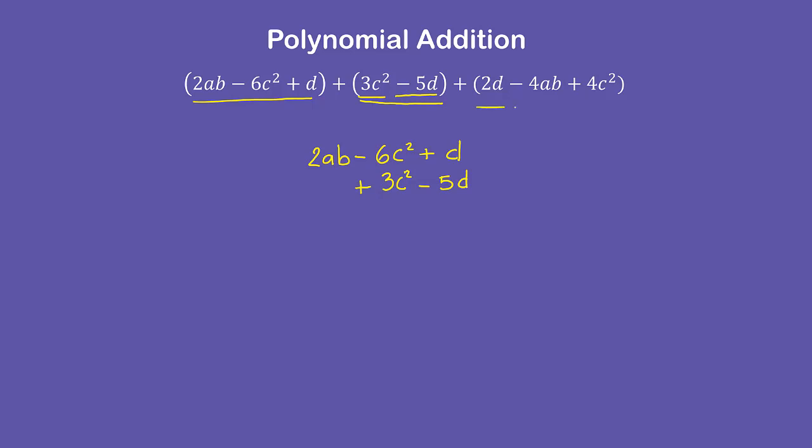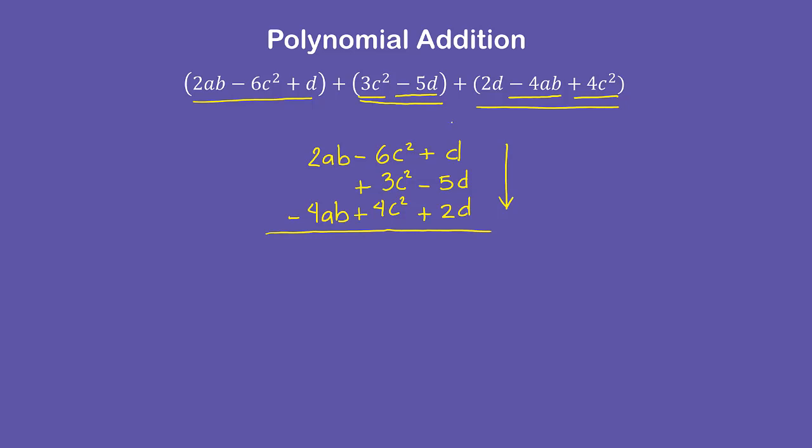Now I'm going to write the third polynomial. The first term is positive 2d, beneath the d's, positive 2d. Now the second term is negative 4ab, beneath the ab's, which is just 1. I'm going to write it here, minus 4ab. And finally, the positive 4c squared beneath the c squareds, positive 4c squared. Now, this makes it easier to see the common terms and just add them directly by column.